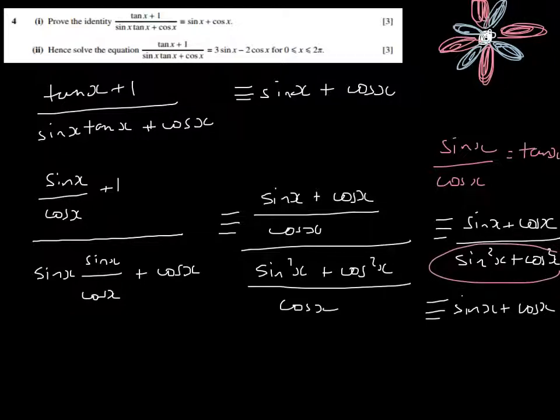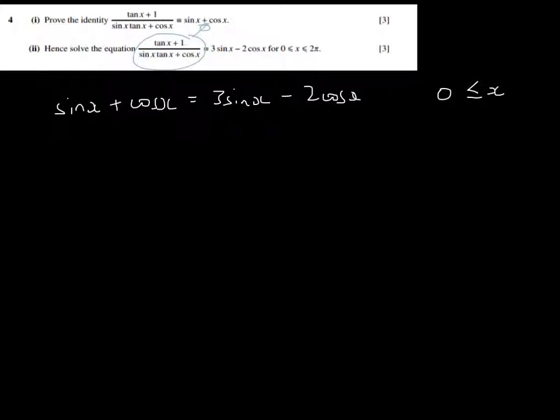Okay, on to part 2, which is nice because even if you couldn't do part 1, remember you can still use the result from part 1 to do part 2. So when you write this out, take all of that and replace it with sine x plus cosine x. So that means that sine x plus cos x equals 3 sine x minus 2 cosine x. And we're trying to solve that for between 0 and 2 pi. So we're going to do this in radians.